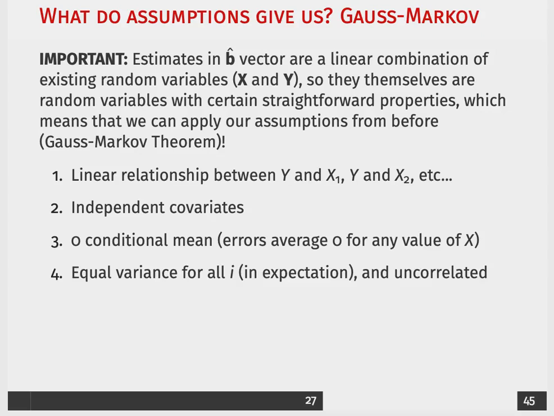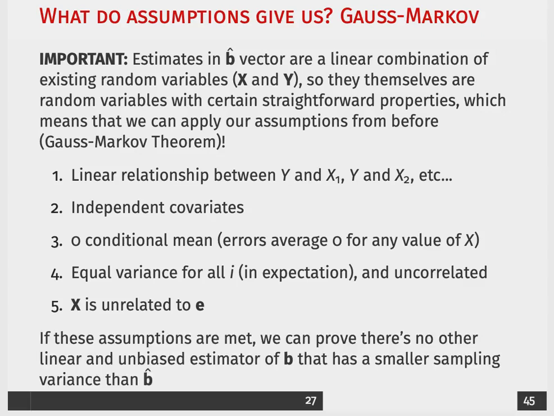Fourth, we are also assuming that there's equal variance for all observations in expectation, and that those errors are uncorrelated across observations. So the residuals from one observation are not dependent on the residuals from another, which may be complicated if we have time dependencies or something. Also, we have to assume that our covariates are unrelated to our residuals.